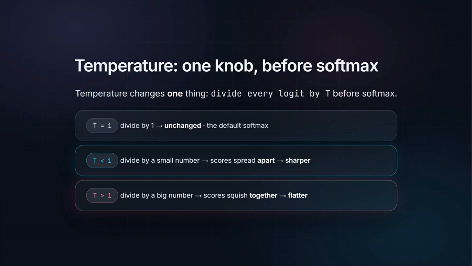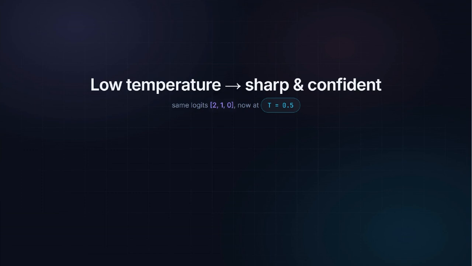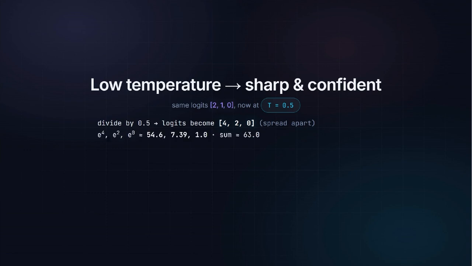Now high temperature. Same logits 2, 1, 0 at T equals 2. Divide by 2 and the logits become 1, 0.5, 0, squished close together. Exponentiate, about 2.7, 1.65, and 1. Sum is about 5.4. Divide through, and the distribution is flattened out. Mat dropped from 67 to 51%, while rug and roof now have real chances. High temperature makes the model diverse, surprising, and riskier.